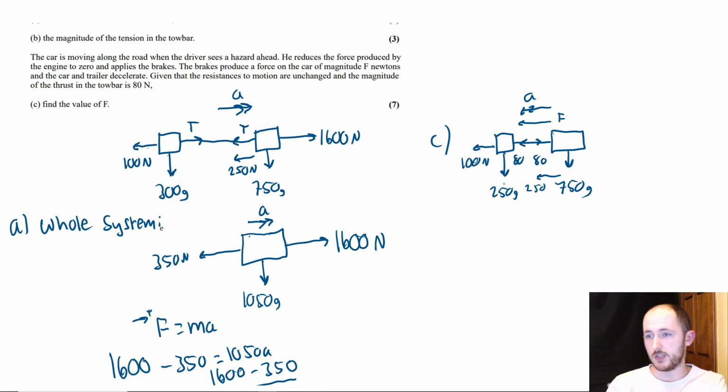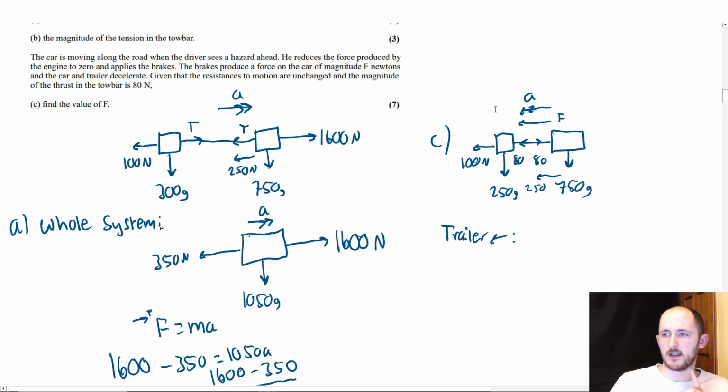If I've just used my brain, which I understand might be a bit tricky because you've never done this before, but if I use my head here, I can see that, again, I know that it's going to be accelerating to the left, that if I look at just the trailer, F is not in the equation. The only unknown I'll have is A. So again, let's use F equals ma.